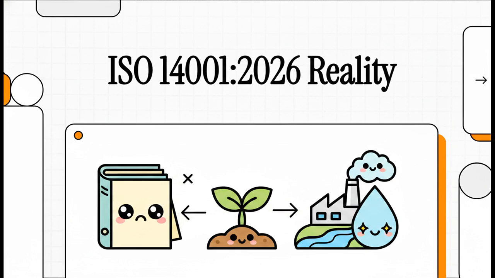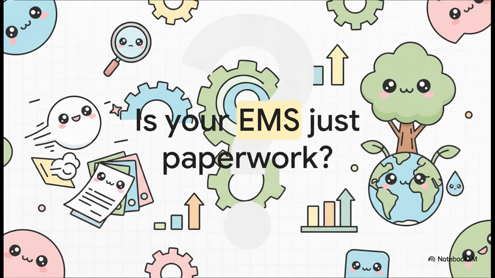We're going to explore exactly how the latest standards force organizations to transition from symbolic, paper-based compliance to integrated, real-world environmental outcomes. It's all about creating a direct, undeniable link between what you say on paper and what's actually happening on the ground. So, let's just dive right into it by asking the foundational question.